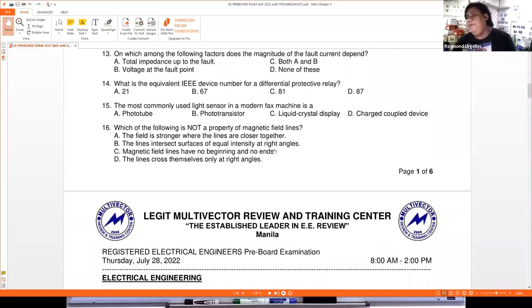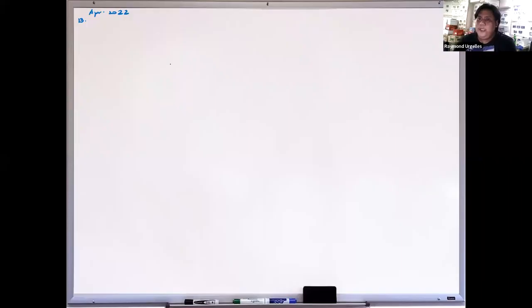On which of the following factors does the magnitude of the fault current depend? Remember sa lecture natin sa power system. Para makalculate natin yung fault current, binubuo natin yung circuit ng zero, positive saka negative sequence circuit. Then we solve for the current using the voltage and the impedance. Kaya dito, ang kailangan natin is the voltage at the fault point saka yung total impedance up to the fault. So therefore, this is both A and B. So this is letter C.